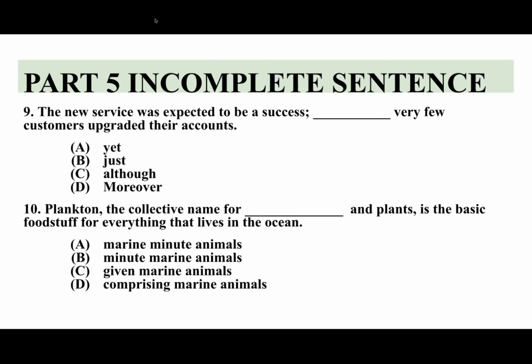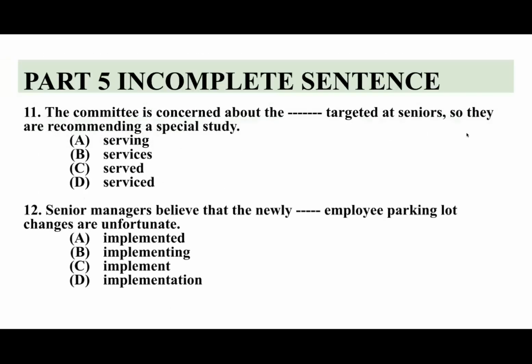Let's continue with the next one. The committee is concerned about the targeted seniors, so they are recommending a special study service. It must be service. I can say that just because we need a noun here, and this one is a past participle. A service is not an agent as a person, it's about an object. So we have to specify in a different way, which is the passive or past participle here. Answer B.